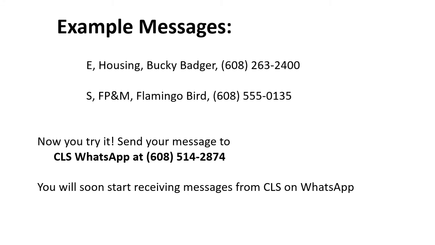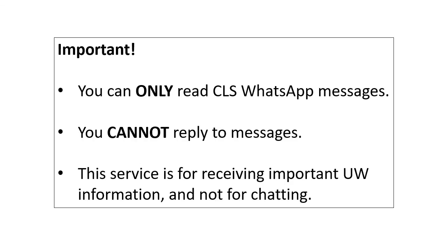Now you try it. Send your message to CLS WhatsApp at 608-514-2874. Type the letter of the language you want to get messages in, your department, your name, and your phone number. You'll soon start receiving messages from CLS on WhatsApp. It's important to remember that when you receive a message from the CLS WhatsApp group, you can only read the message and you cannot reply to the message. This service is for receiving important UW information and is not for chatting.